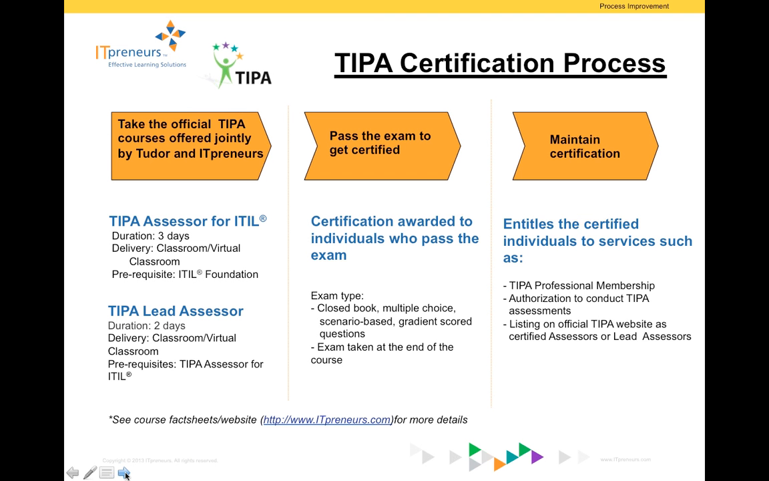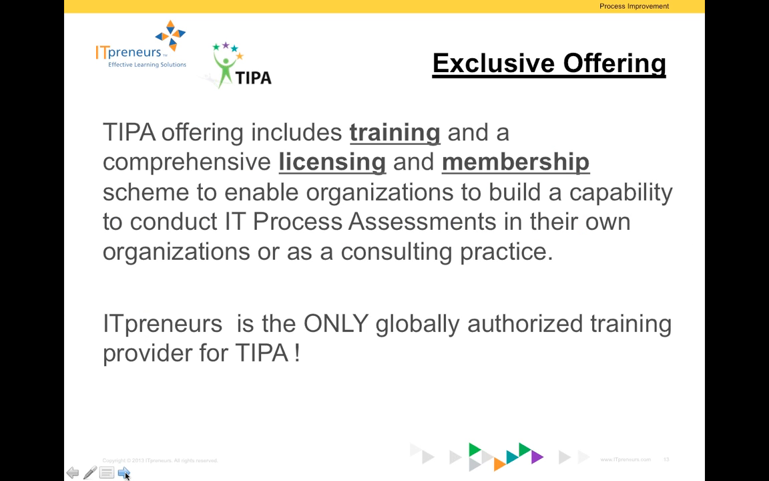These people, when they become a professional member of TIPA, certified at each of those 2 levels, are then identified on the TIPA website, and that can be validated. So at this point, if you were to go to tipaonline.org, you would see all the people that have been certified at these 2 levels. So this is really the offering there.